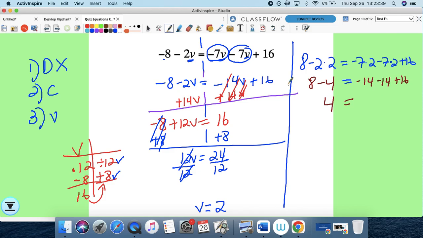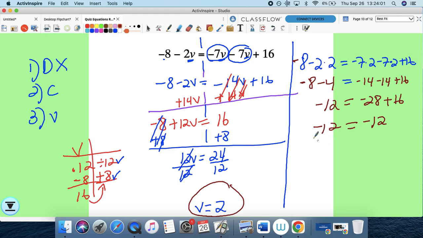Did I miss something? Hang on, sorry, this is the negative. That was my mistake, so let me change that. So this should be -12. On this side, I get -28 plus 16. -28 plus 16 is indeed -12, which equals -12. So again, v equals 2 was the right answer. It's the one number that I can replace the v with and make the left expression equal the right expression. Okay.